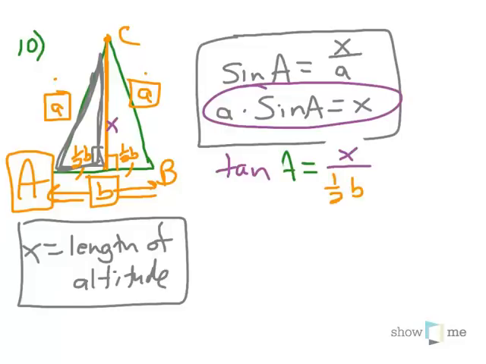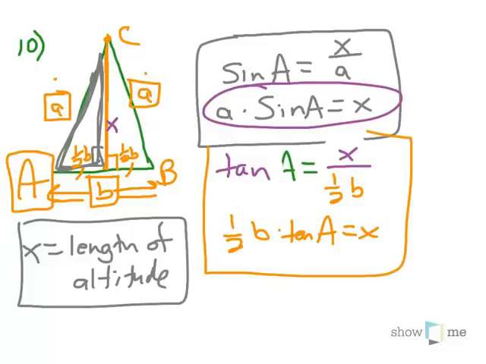To get x by itself, we could multiply both sides by 1/2 B. That gets us 1/2 B times tangent of A equals x. We've already defined x as the altitude, so this is our second equation. There's more than just two. There's two possible answers for this.